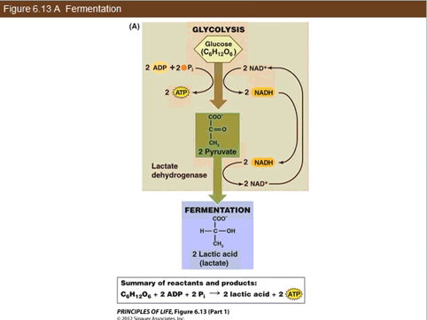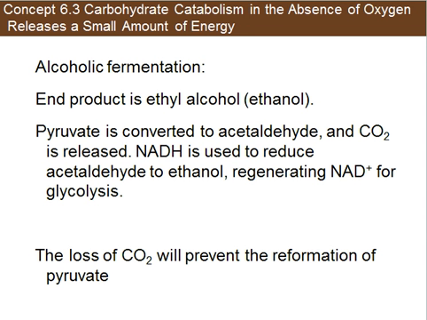The other type of fermentation is alcoholic fermentation. The difference is the end product. Here, the end product is ethyl alcohol, or ethanol. Pyruvate is converted into acetaldehyde, and CO2 is released. The NADH is used to reduce the acetaldehyde to ethanol, and therefore the NAD+ is regenerated again to go back into glycolysis. The one difference here is that the CO2 gets lost, and that carbon source gets lost, so there is no reformation back into pyruvate if oxygen becomes available again.